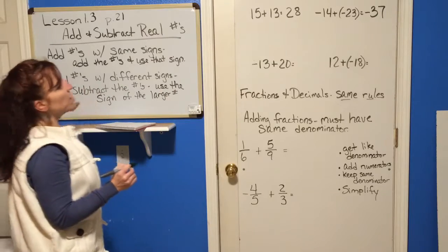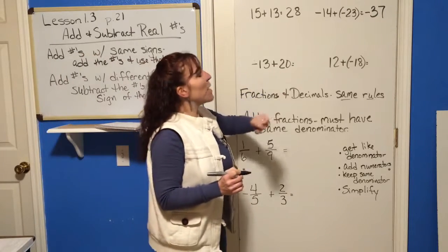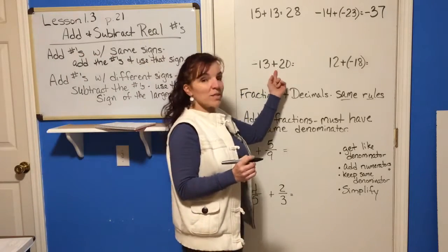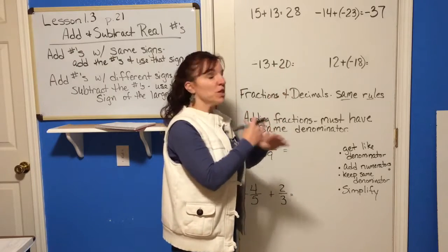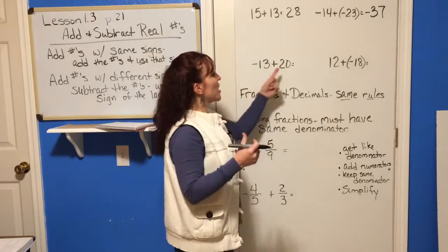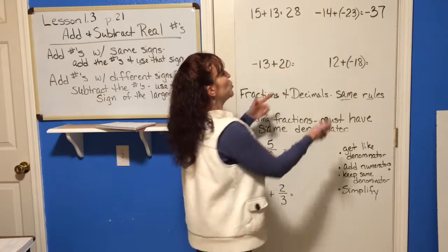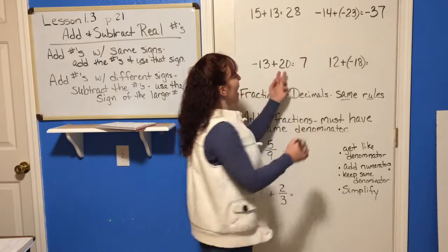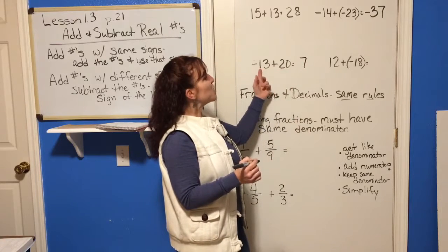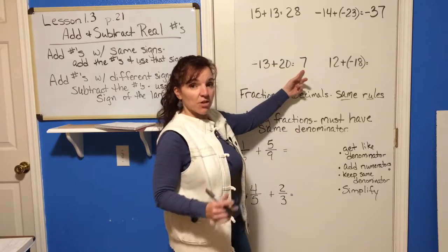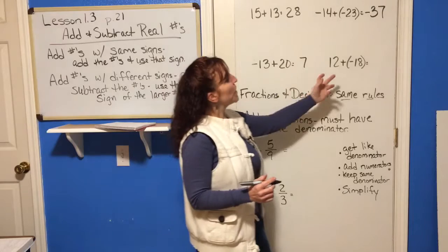This is really important. All right, so negative 13 and positive 20, one is negative and one is positive, so you need to find the difference between the two. I owed $13, but I went to work and I earned 20 more. So the difference between the two is 7, and I earned more than I spent, so I have a positive $7 in my pocket.